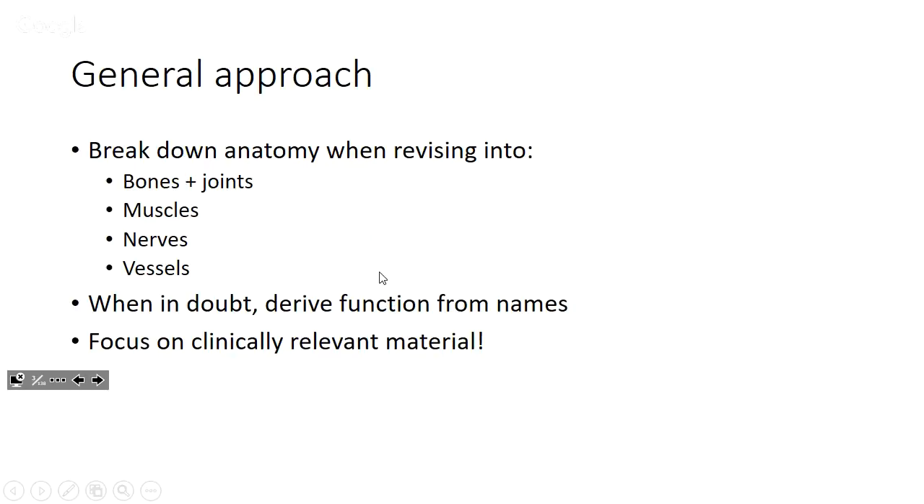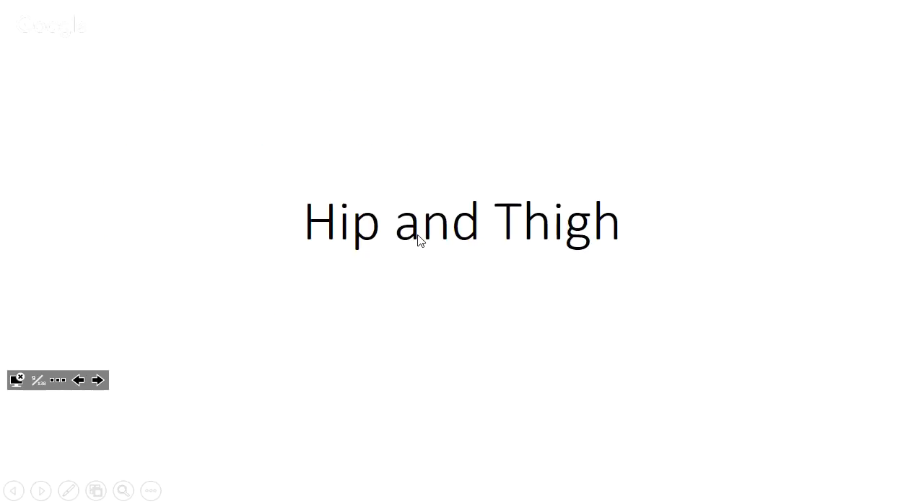So just some general tips about revising any MSK: just focus on the different components, so bones and joints, muscles, nerves, and vessels. And whenever you're in doubt, look at the name, see what it says that it means. So like flexor hallucis longus flexes the first toe of the foot. Okay, so I'll begin by covering hip and thigh.